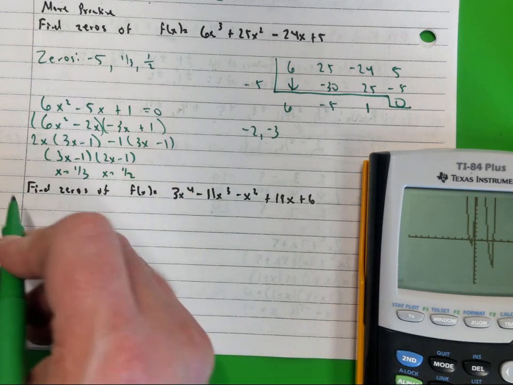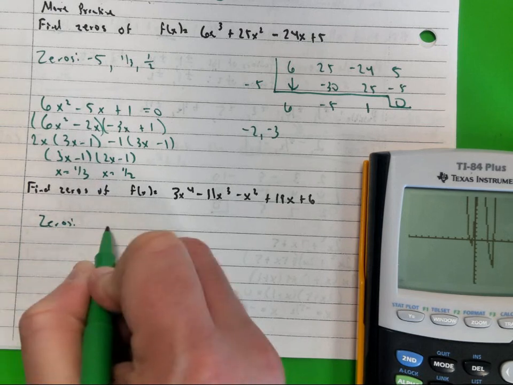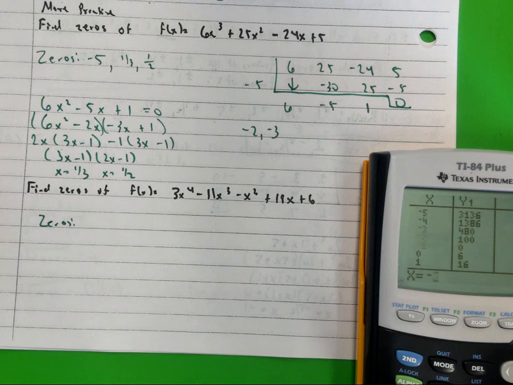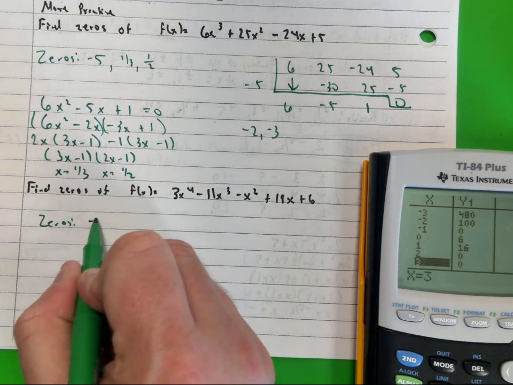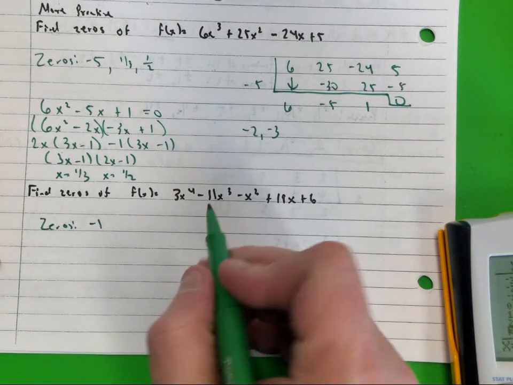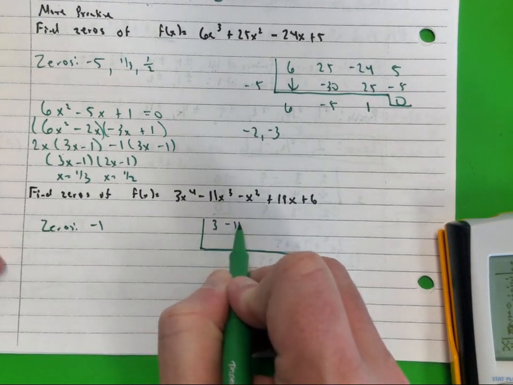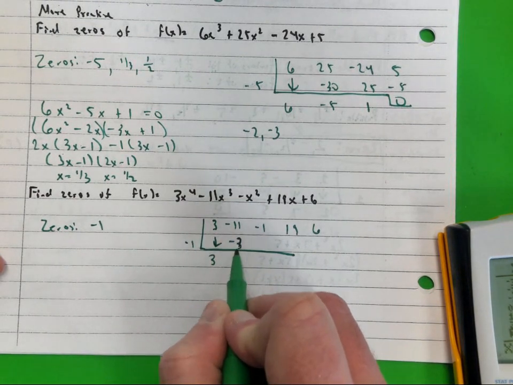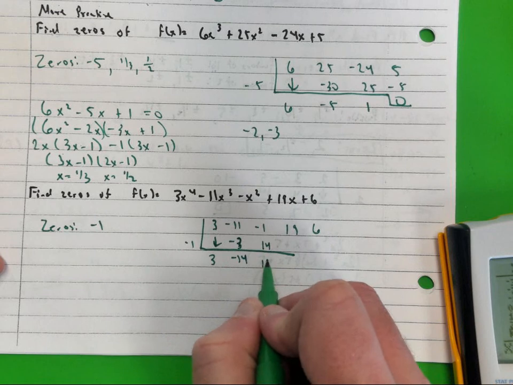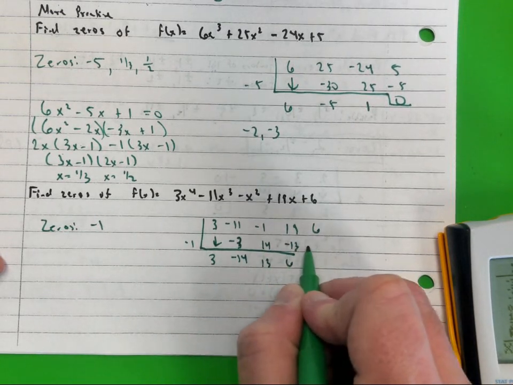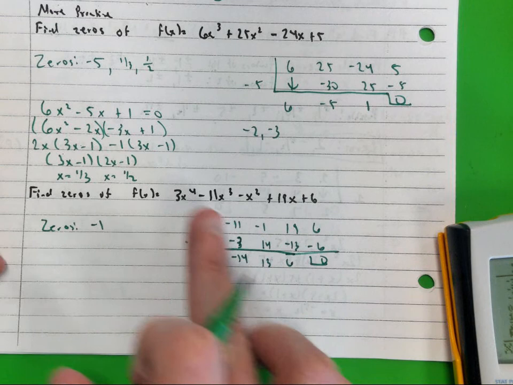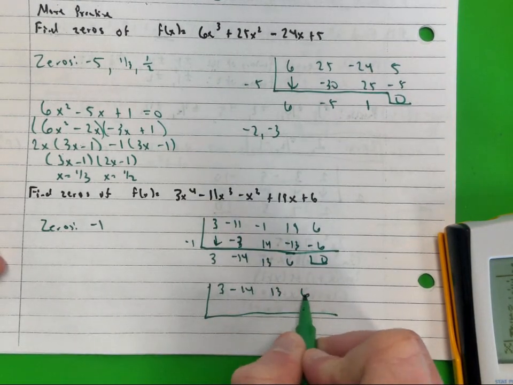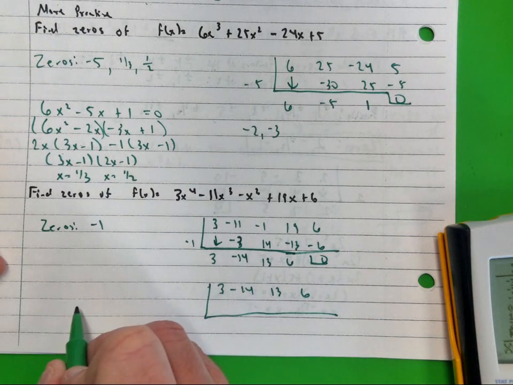How many zeros can I have up to? 4. Alright, I think 2 looks like 1. -1 and 2. So I'm going to go with -1. My table says -1 is 1. 3, -11, -1, 19 is 6. So it went from a quartic to a cubic. Now going from cubic to quadratic. 2 is another 0.